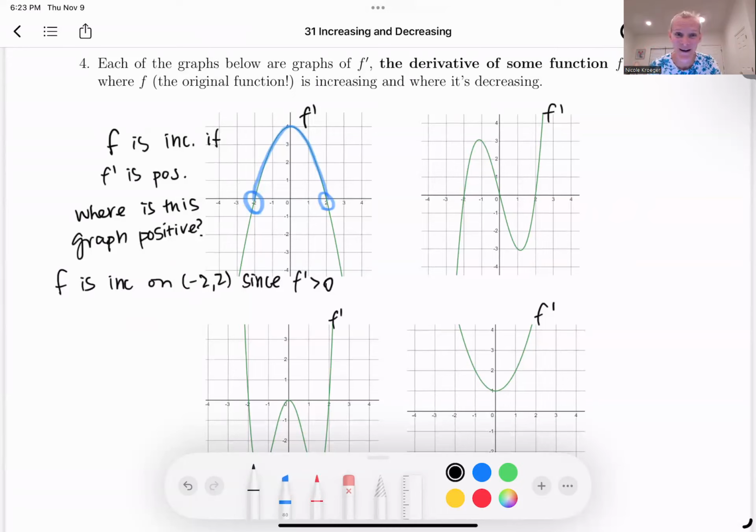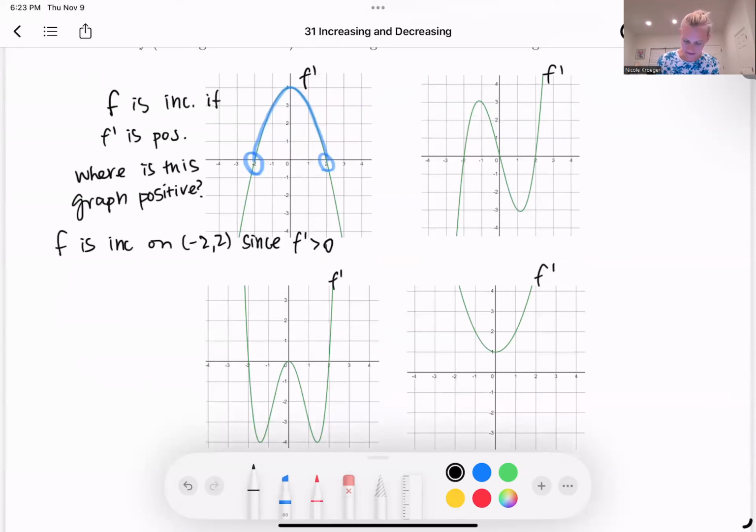Okay, this is a little weird. It takes some time to wrap your mind around. So think about this again. So we're asking, where is f increasing? F is increasing if the derivative is positive. The derivative is positive when the graph of the derivative has positive y values. Okay, so stop this video, see if you can answer the rest of these, but I'll go ahead and do them.